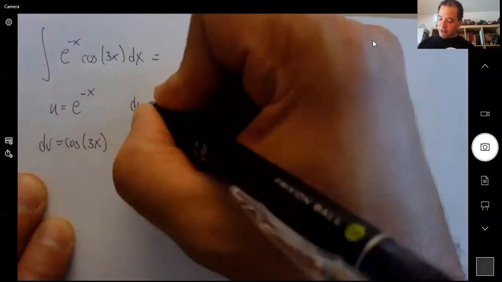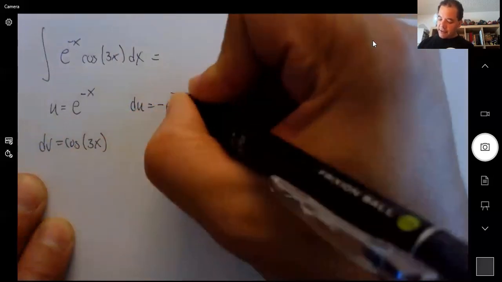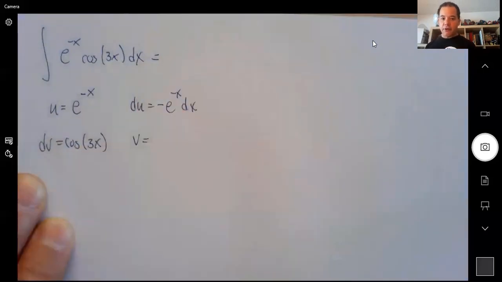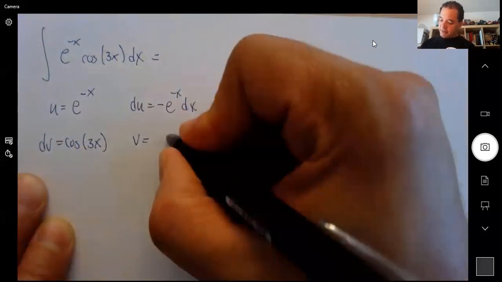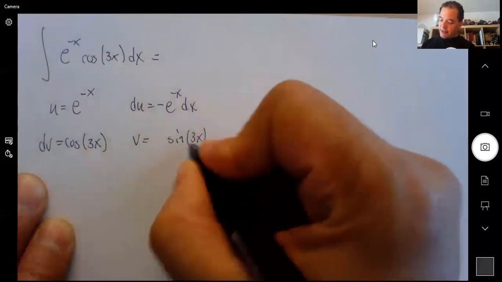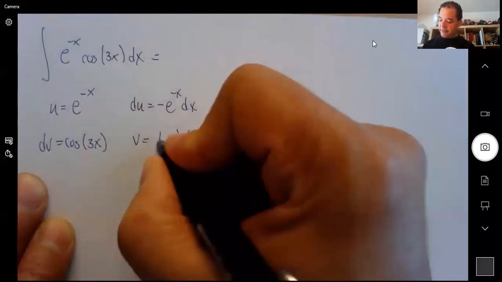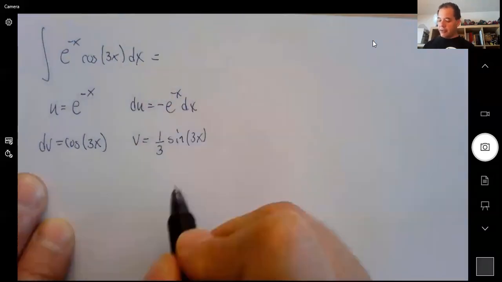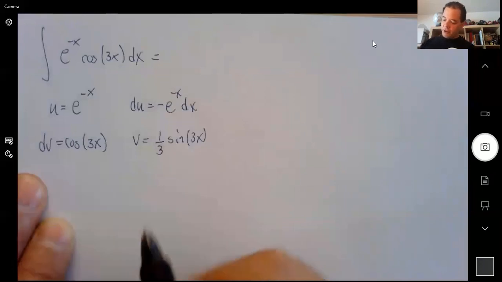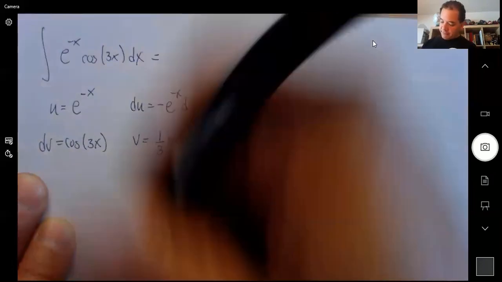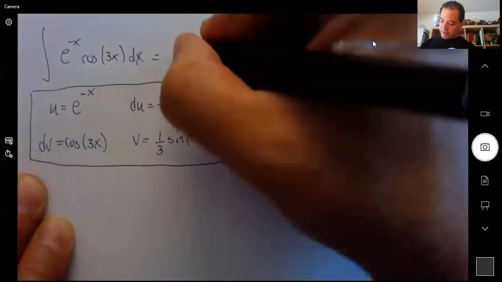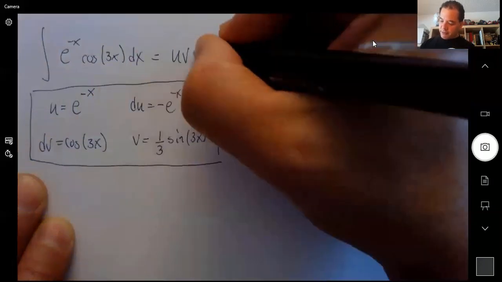So then my du will be negative e to the -x dx, and my v will be the antiderivative of cosine 3x. So that's going to be sine 3x, but then to kill the 3, times 1/3, right? That way the 3 is eliminated and I get what I need here. Good. So we use this to put it in here. So this is uv minus v du.